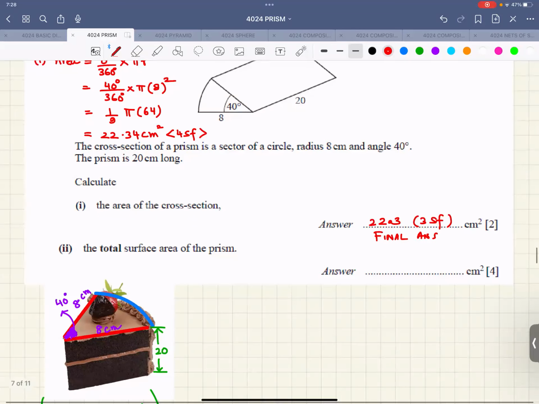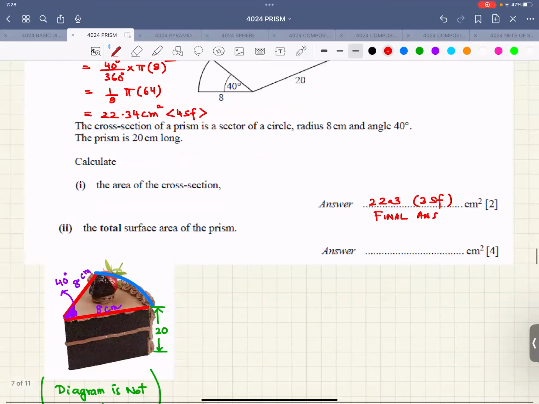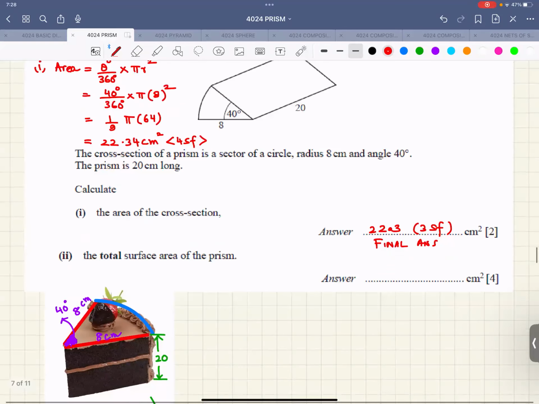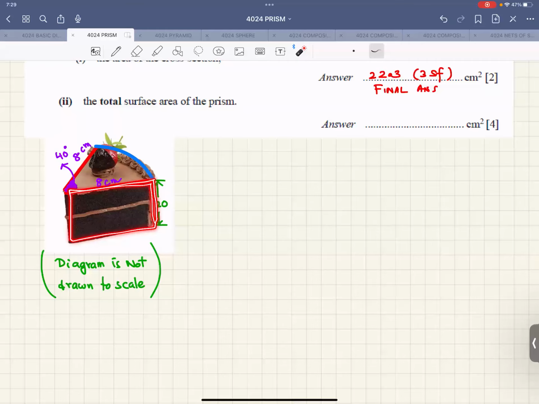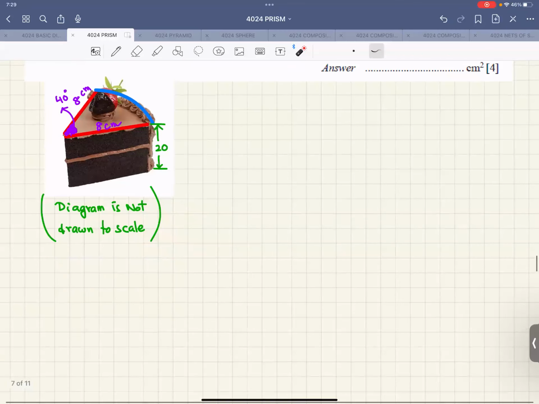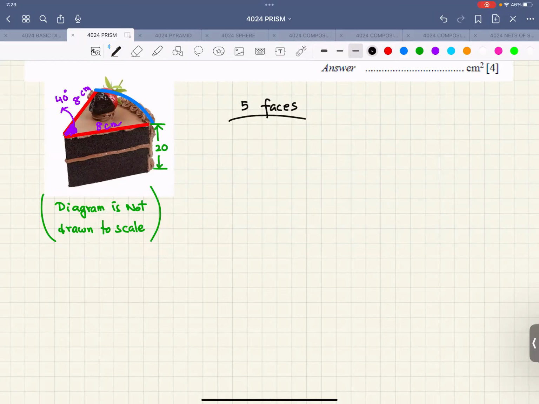Okay, now it says the total surface area of the prism. Now for total surface area, what do we need? We have this wall, which is an 8 by 20 wall, a rectangular wall. The same is on the other side of the cake. And then there is the top, which is a sector. The bottom is a sector, and this is curved surface area multiplied by length. So now there are 5 faces. There are 5 faces of this trapezium.